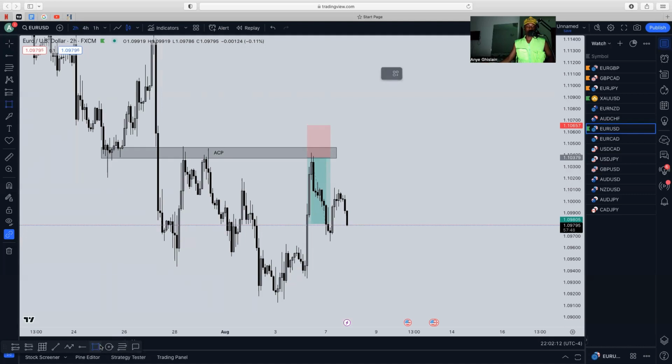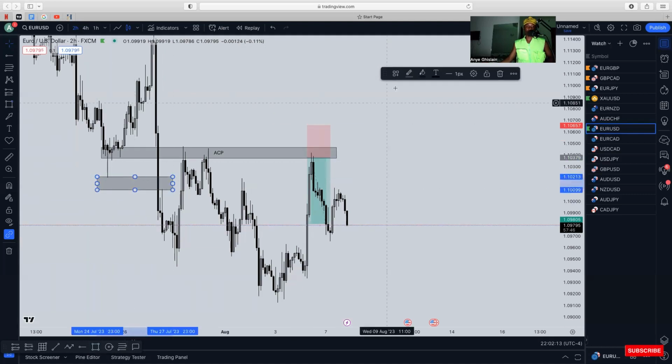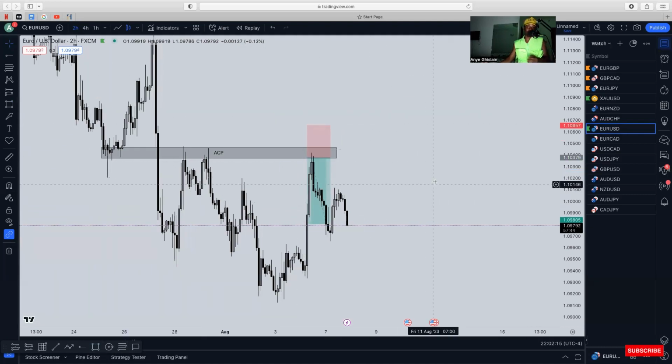You use the box tool to highlight the area of price where you want to get involved, which is what I did here, as you can see. This ACP stands for area of condensed pricing. It is a strategy that I researched and created from scratch. This strategy has been working for me ever since I started trading, and it's what I'm implementing and teaching my students. It's been giving us insane results.